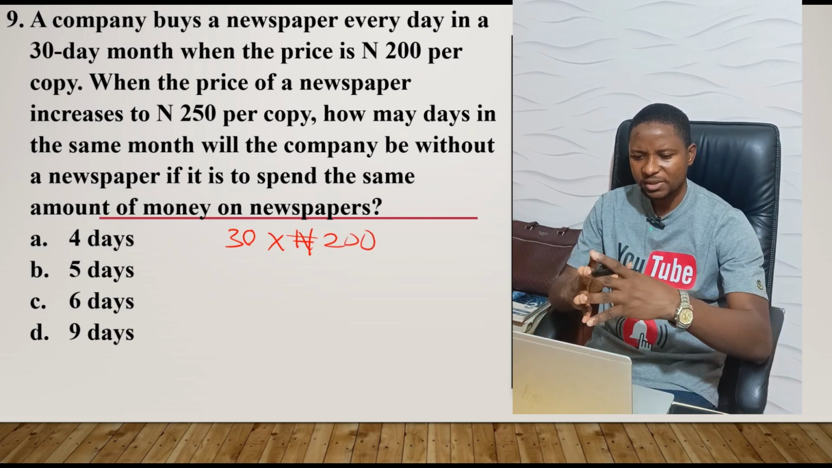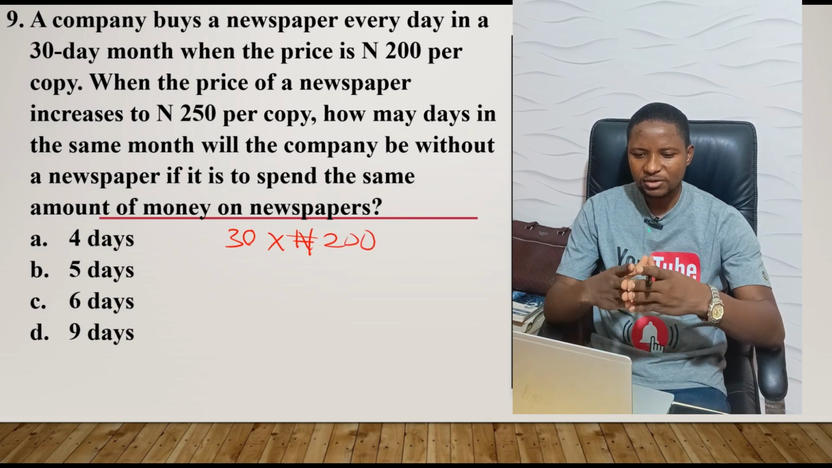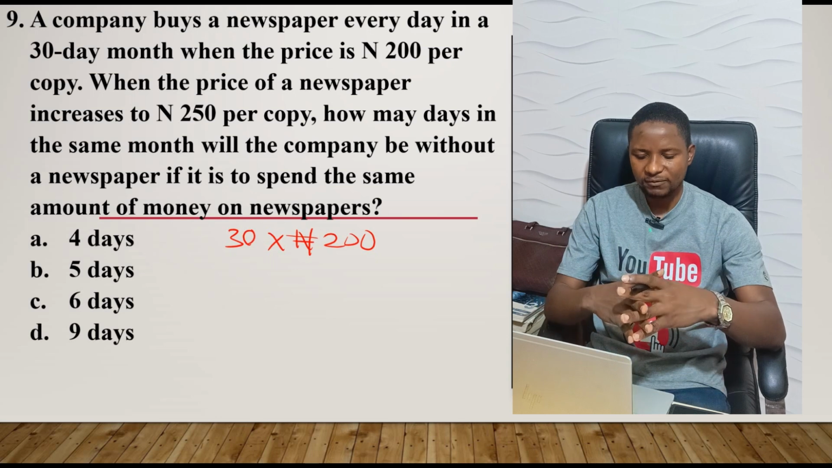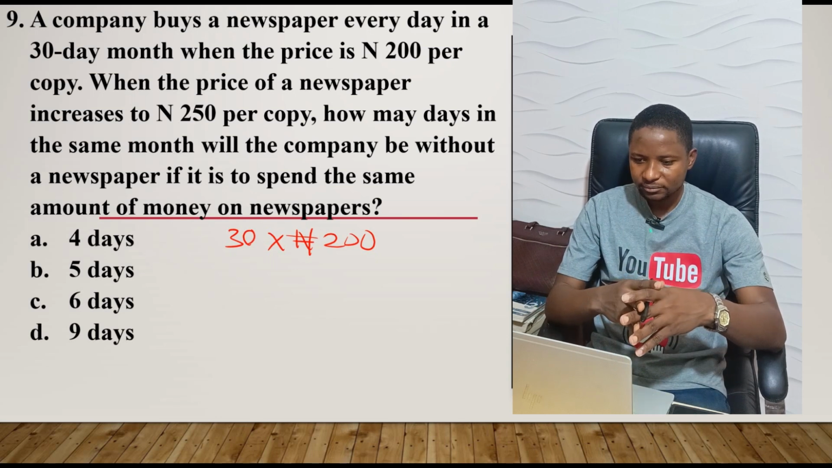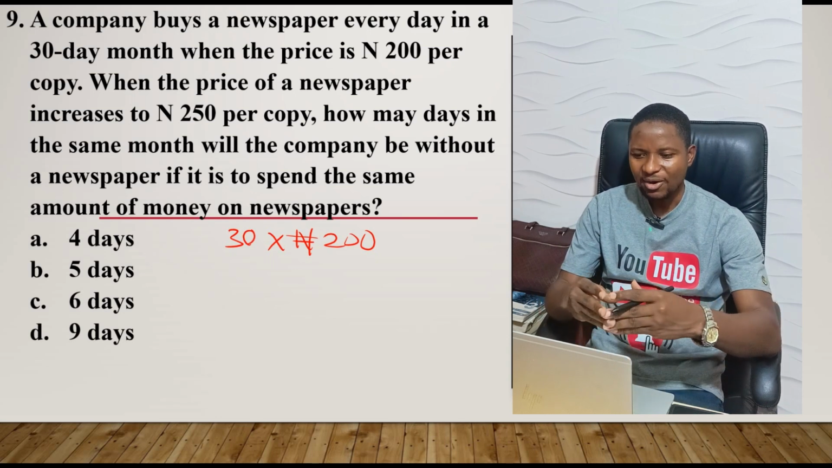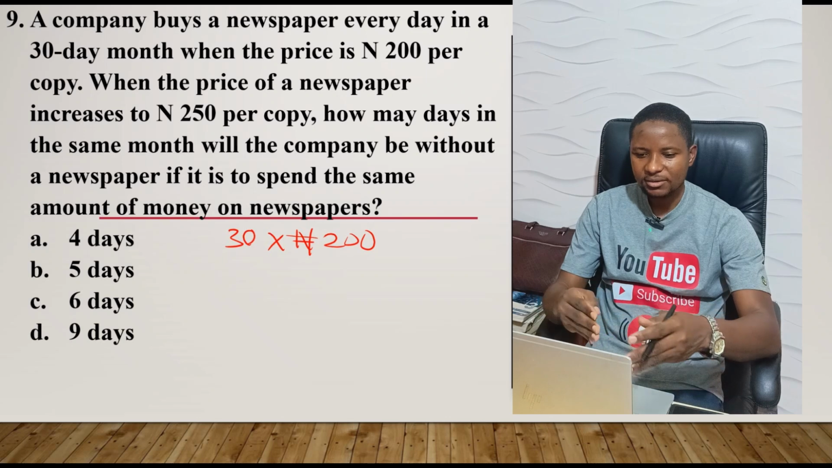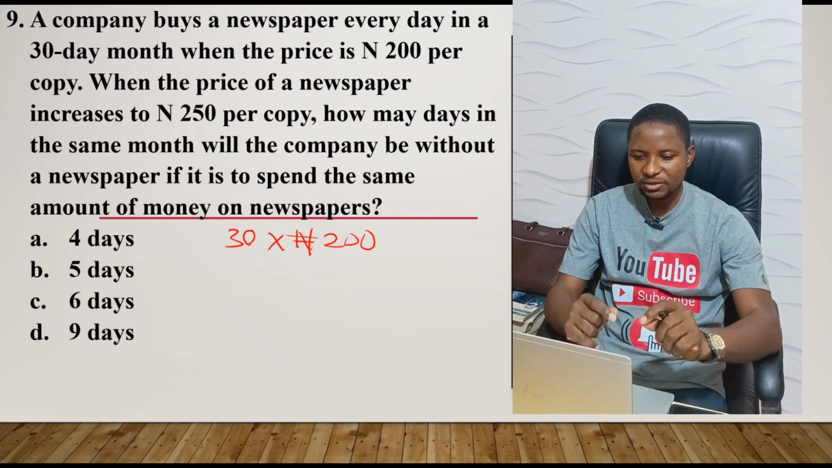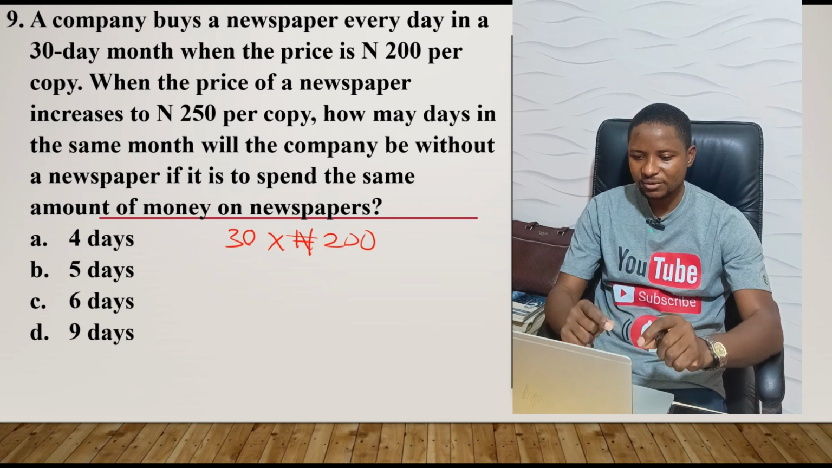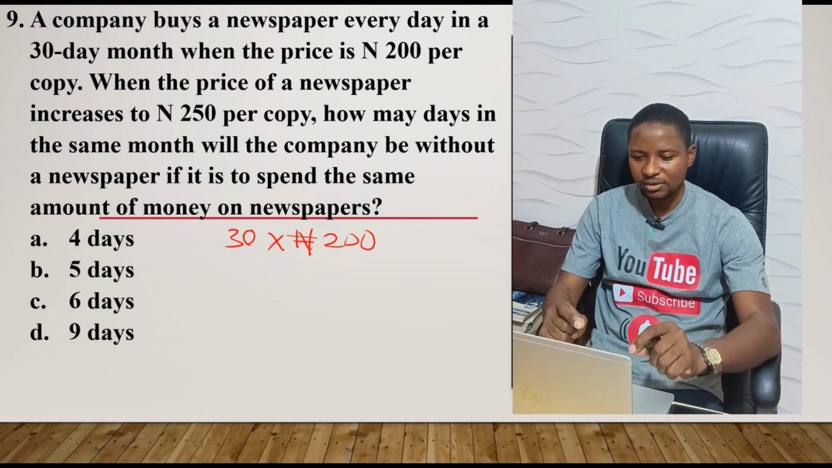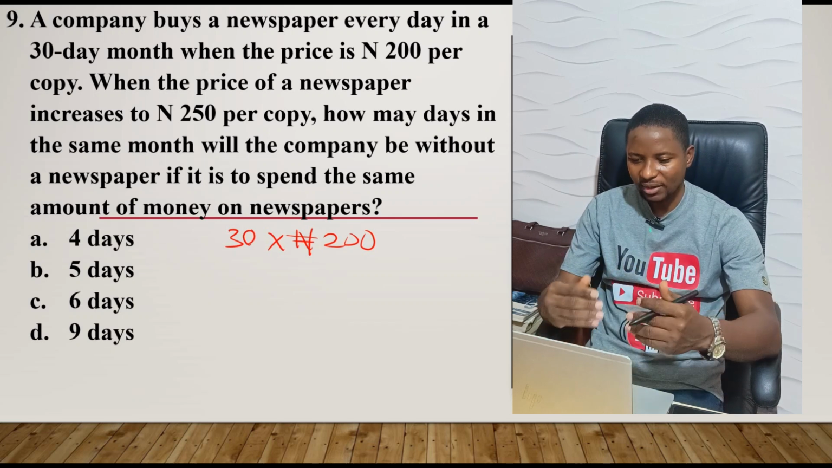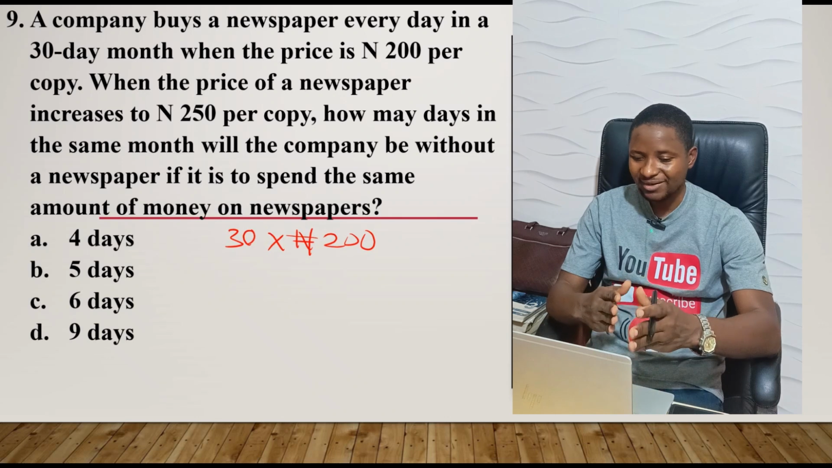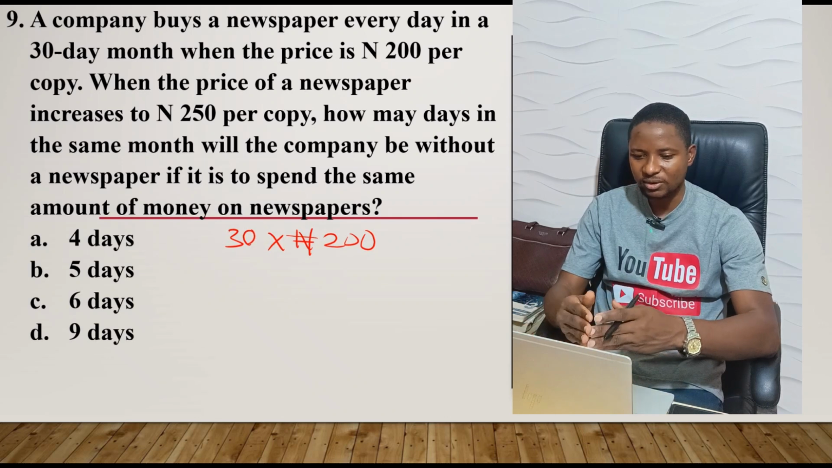Now, the second statement said, when the price of a newspaper increased to 250 per copy because of inflation, how many days in the same month will the company be without a newspaper if it is to spend the same amount of money? So this is what they want to spend. Even after the increment, they still want to spend the result we get from 30 times 200.